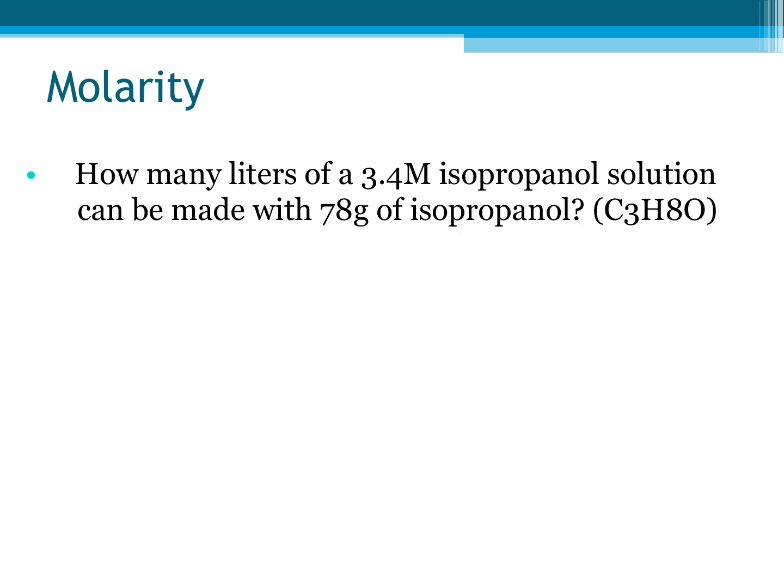Okay. Now it's going to ask us for volume. How many liters of a 3.4 molar isopropanol solution can be made with 78 grams of isopropanol? So we're given our concentration this time, 3.4 molar equals moles over liters. We're going to convert that first.